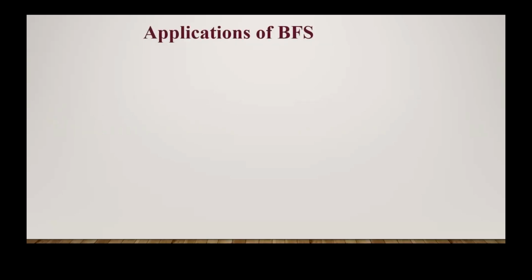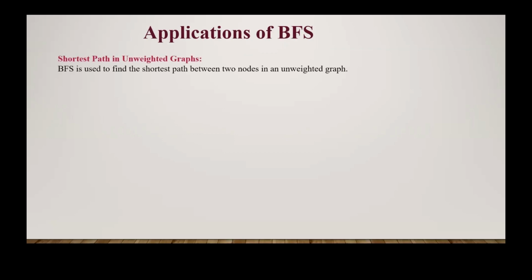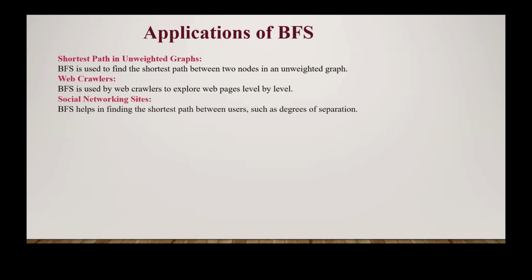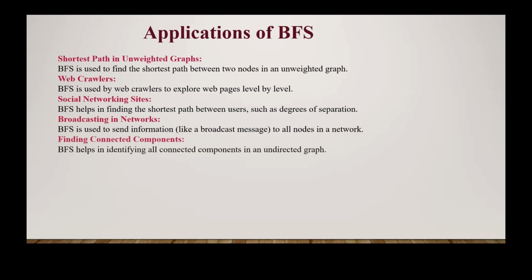Next, we have to know what the applications are, meaning where we are able to use it. In case of shortest path in an unweighted graph, we can use it to find the shortest path. In case of a web crawler, we can use it to explore the web pages level by level. In case of a social network, it can be used to find shortest paths such that we can get the degree of separation. It can be used to send information like a broadcast message to all nodes in a computer network.